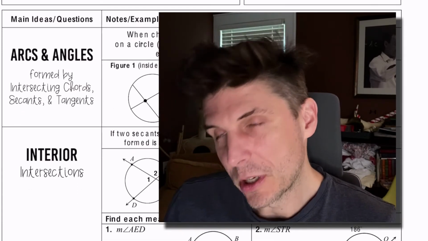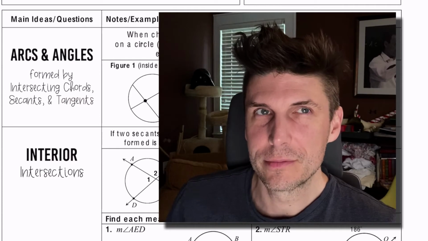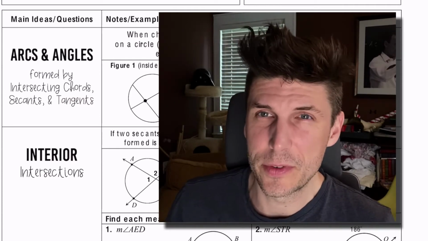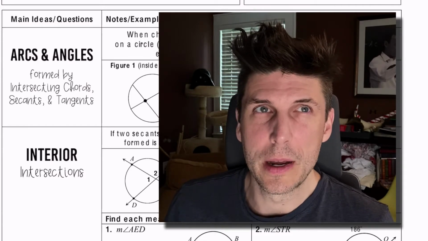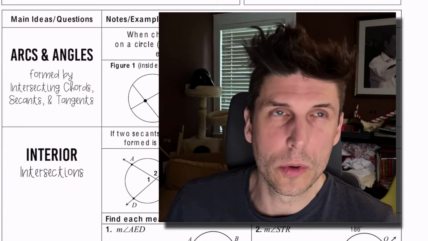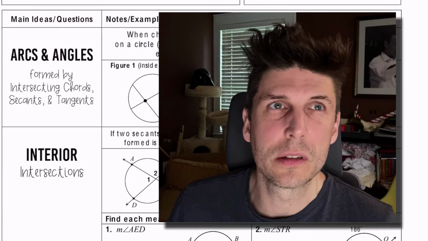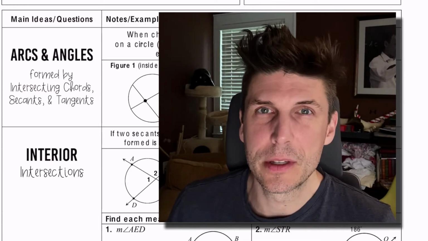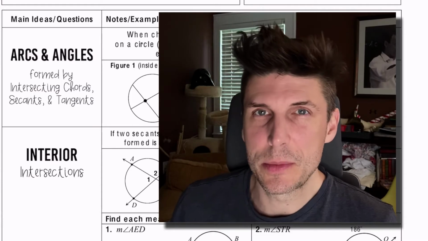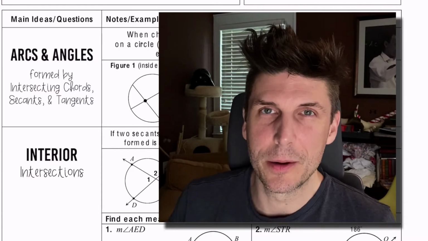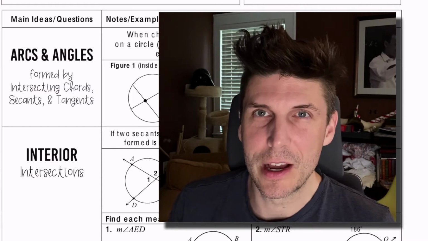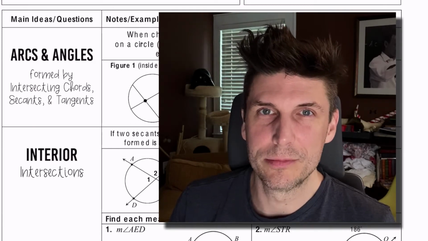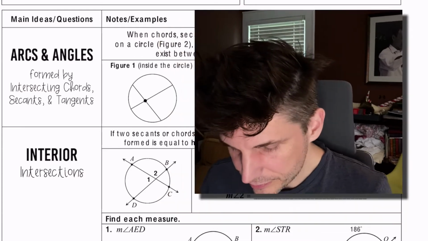So today we're going to be talking about geometry and arcs and angles, specifically formed by secants or chords, tangents. So there's going to be special relationships that emerge when these lines or segments intersect a circle. All right, let's get to it.